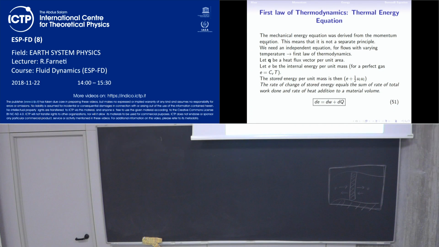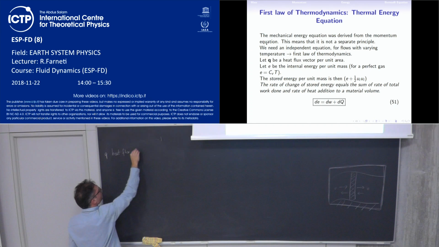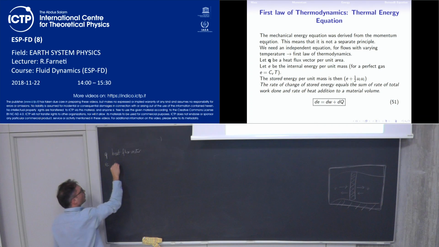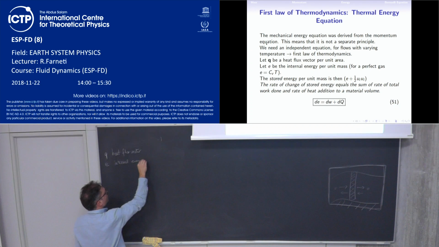So we need an independent equation for temperature, and that is going to come from the first law of thermodynamics. So you can define Q as the heat flux vector. And E is going to be the internal energy per unit mass.